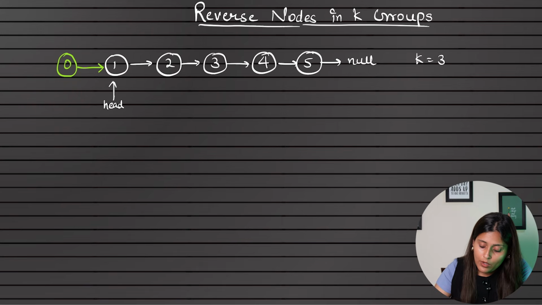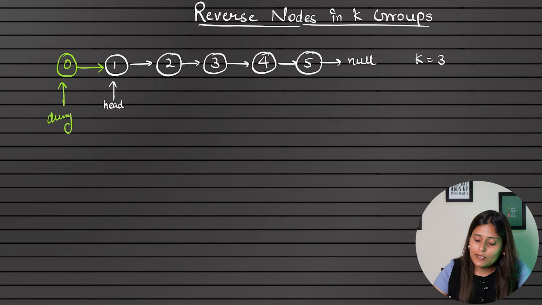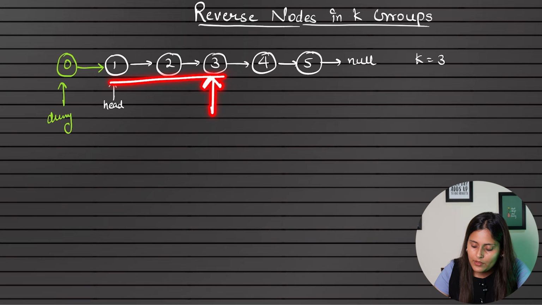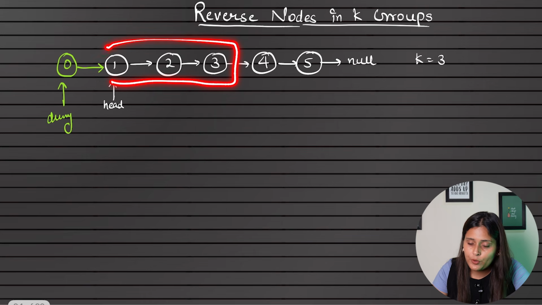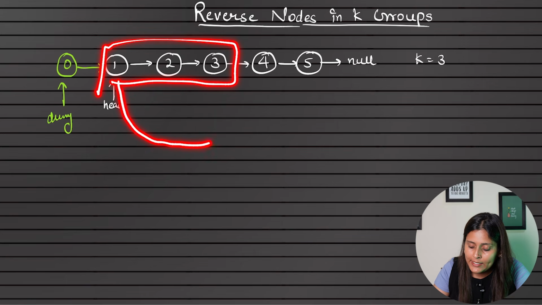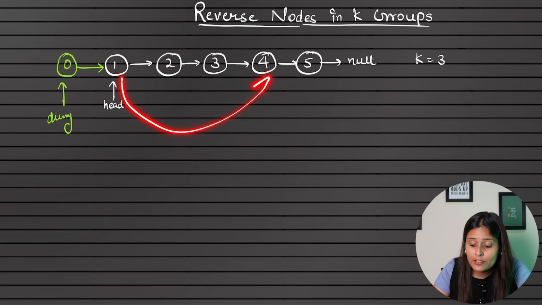Okay, so now here is my dummy node. Okay, now till where I have to reverse? Can I say this? Can I say this? Yes. Okay. So if I have to reverse this, for sure 1 needs to be connected with this. Can I say that? And how can we connect this 1 to 4?